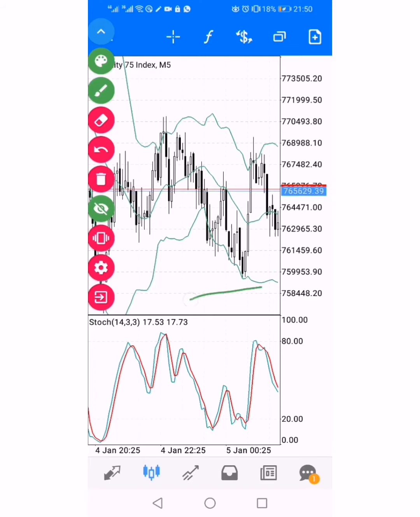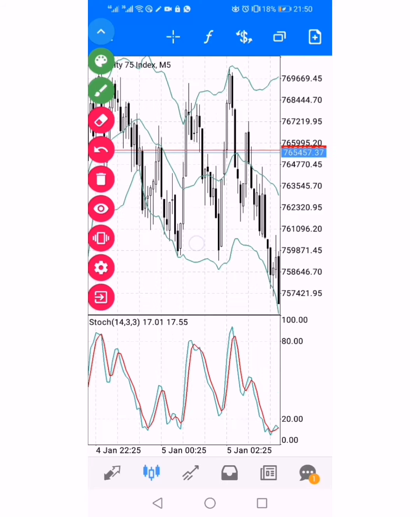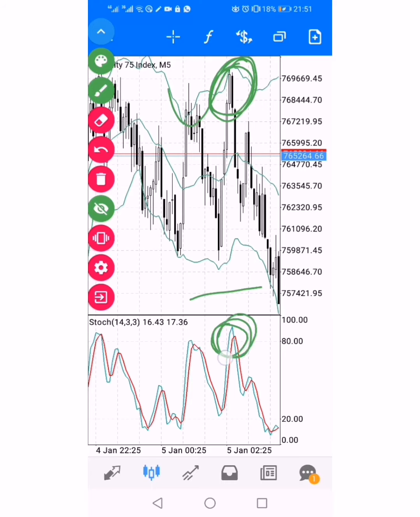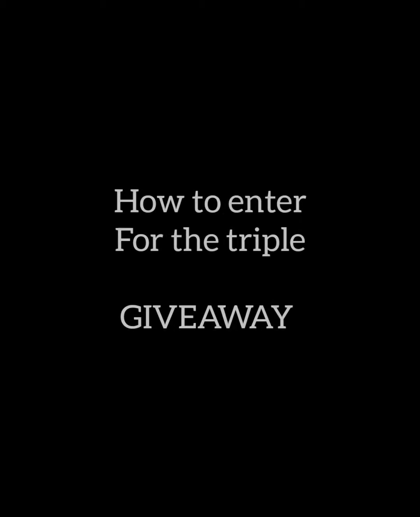Let's do just a few more applications of this. Here's another beautiful one right here. It is on this area, which is acting as our resistance, and here it's over the 80 area, and it went all the way down. So as you can see, guys, like I said, please make sure that your psychology is on point, because all of this really is going to be useless if we do not get our psychology right.